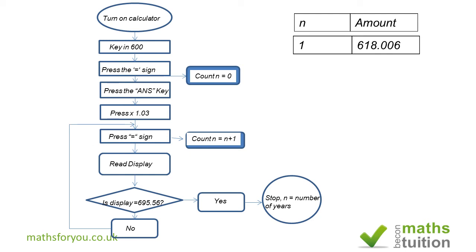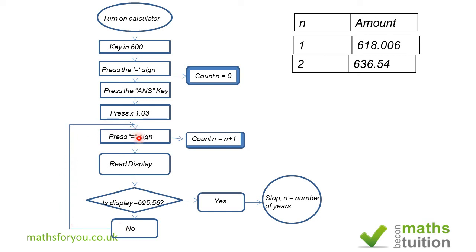Then you press the equal sign key, and you get a display. Your count will now be 1 plus 1, because originally n is 1. So having gone around the loop, 1 plus 1 is 2. At the end of the second year, that's the display. You then ask yourself, is this amount of money the same as 695.56? The answer is no. If it had been yes, it would have stopped there and n would be 2. Then you continue on your loop.